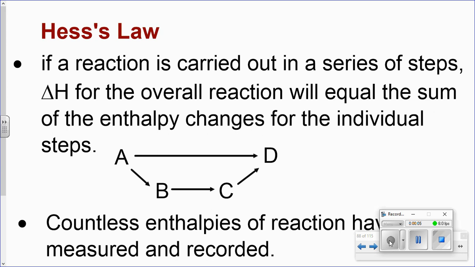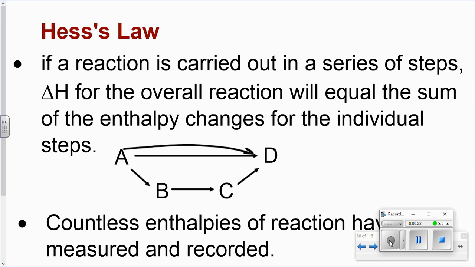In Hess's law, as defined, it basically says that if a reaction is carried out in a series of steps, delta H for the overall reaction will equal the sum of those individual steps. Okay? So if we take a look at the graphic here, most of the reactions we see go from A to D. Okay? That's what we see.